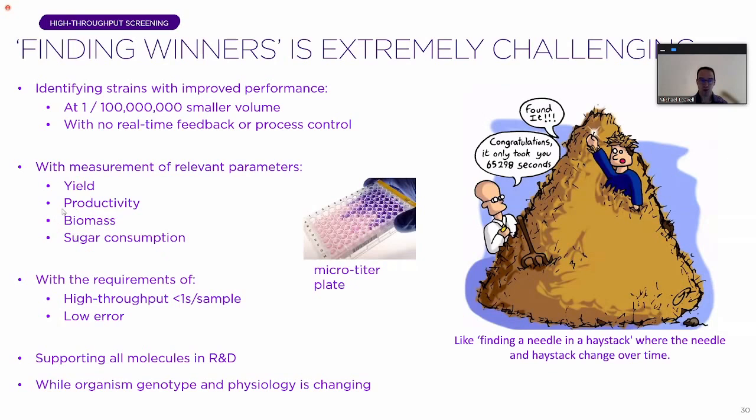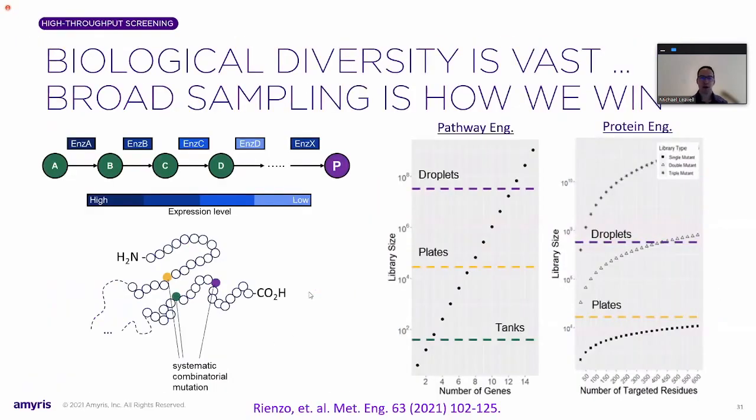Biomass is pretty straightforward to read in 96 well plates, and for sugar consumption, because they're endpoint measurements, we're assuming sugar is at 0. We do all of these tests with the requirement of high throughput, so on the order of less than 1 second per sample and low error. And of course, we're supporting all the molecules in R&D, and we're doing this while the genotype is changing, and therefore the phenotype and physiology of the strains are changing. We've recently published on the challenge of high throughput screening and the best knowledge that we have to date on how to do this at Amyris, and you can see the reference at the bottom of the slide here.